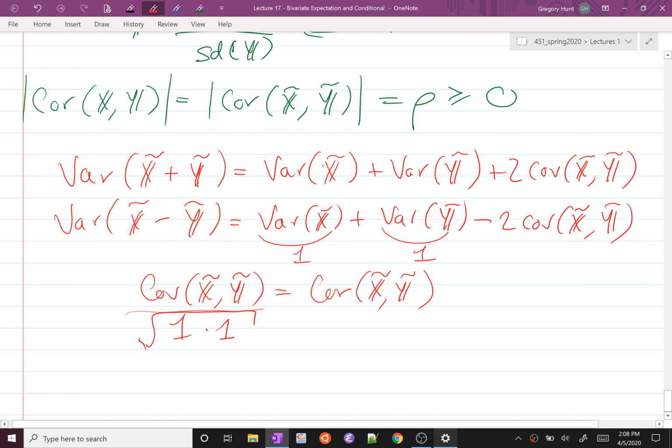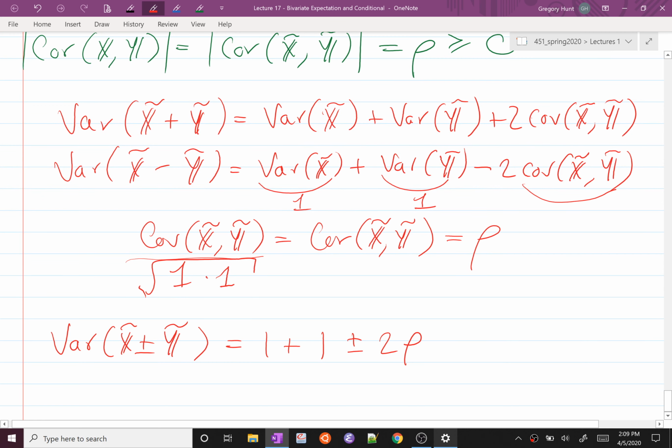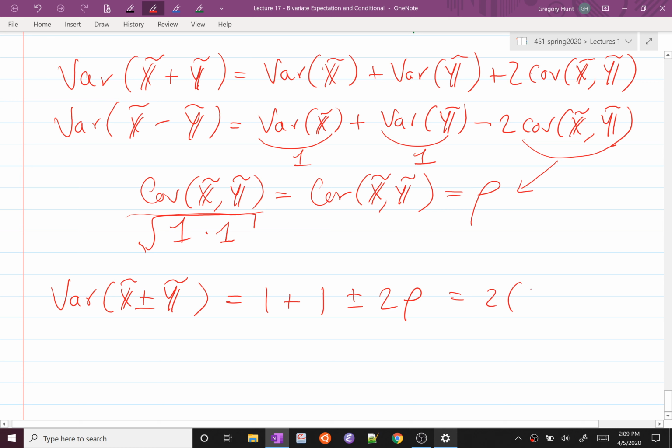So this is equal to rho, which we define to be the absolute value of the correlation. It doesn't matter if you have rho or minus rho. But the more general fact is that we can say the variance of x tilde plus or minus y tilde is 1, the variance of x, plus 1, the variance of y, and then it's either plus or minus 2 times rho, because rho is this covariance, or equivalently correlation. So this is 2 times (1 plus or minus rho).